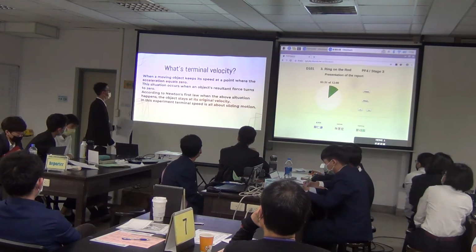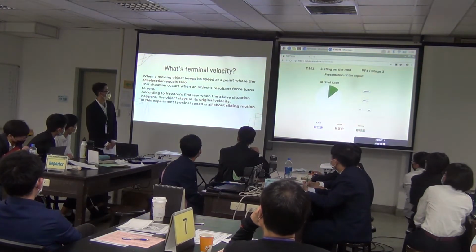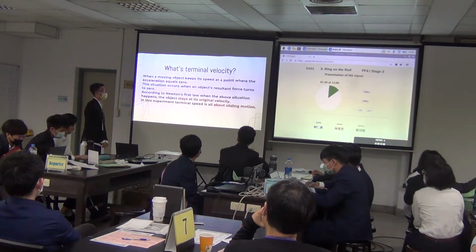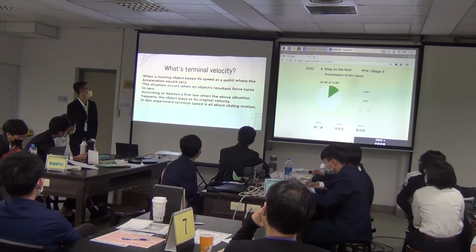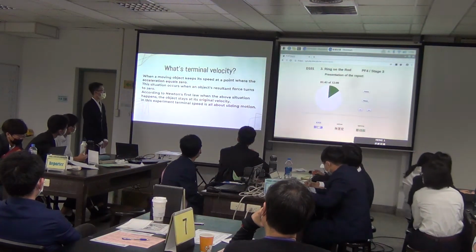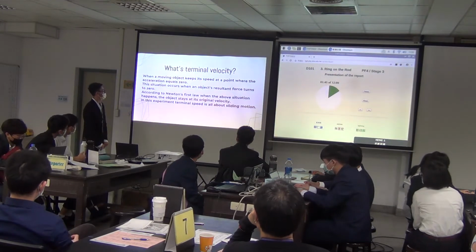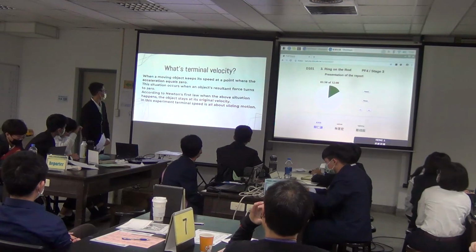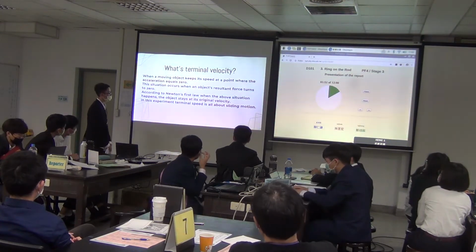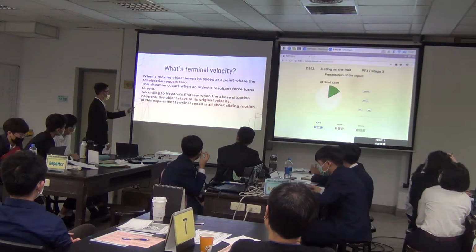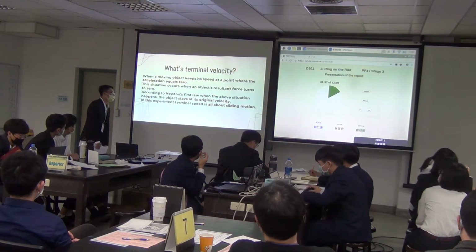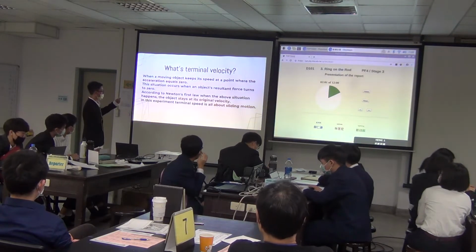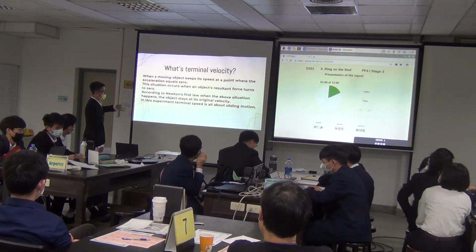And what is terminal speed? When a moving object keeps its speed at a point where the acceleration equals zero, this situation occurs when the object's resultant force turns to zero, according to Newton's first law. When this situation happens, the object stays in its original velocity, or stays at the original state. In this experiment, terminal speed is all about sliding motion. And the last statement means that we're going to talk about terminal speed when the ring only stays on the z-axis.